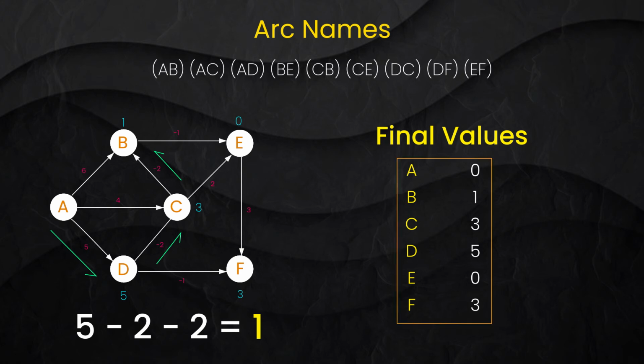So whatever we got here is the correct solution. A to B is 1, A to C is 3, A to D is 5, A to E is 0, and A to F is 3.